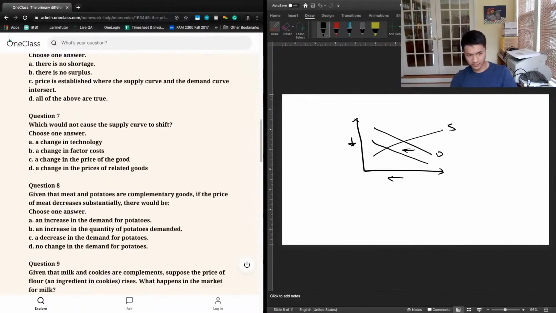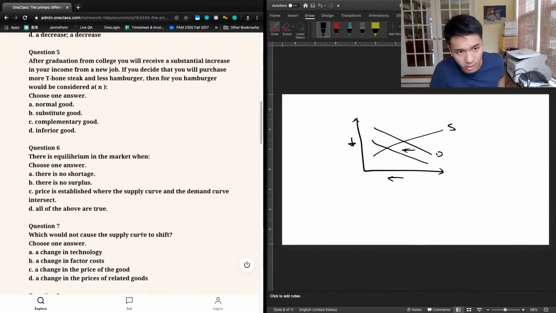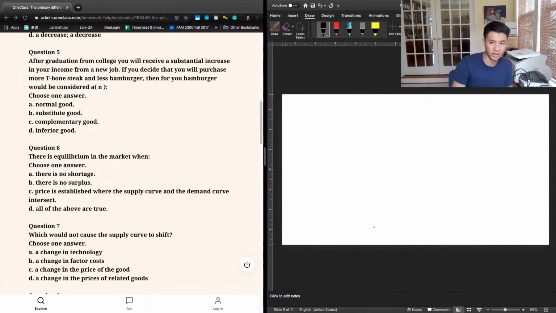All right, 5, next one. After graduating from college, you will receive a substantial increase in your income from a new job.